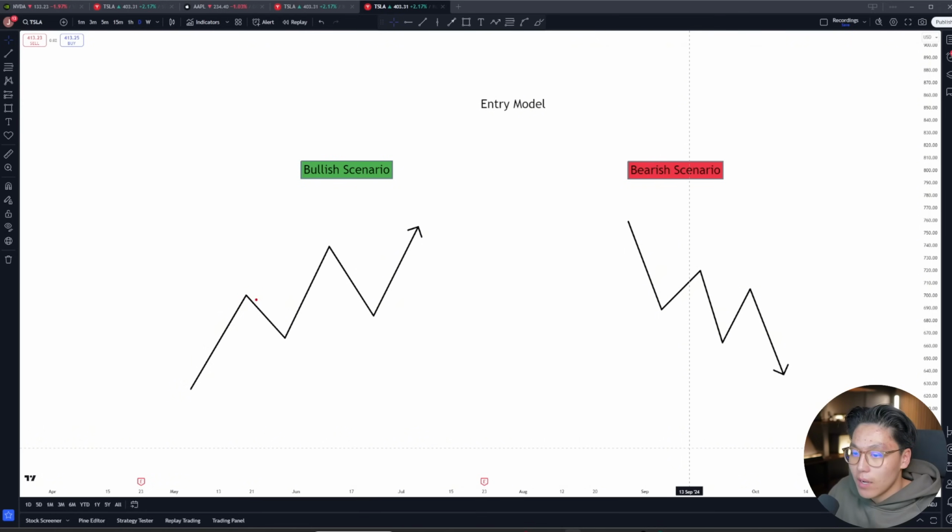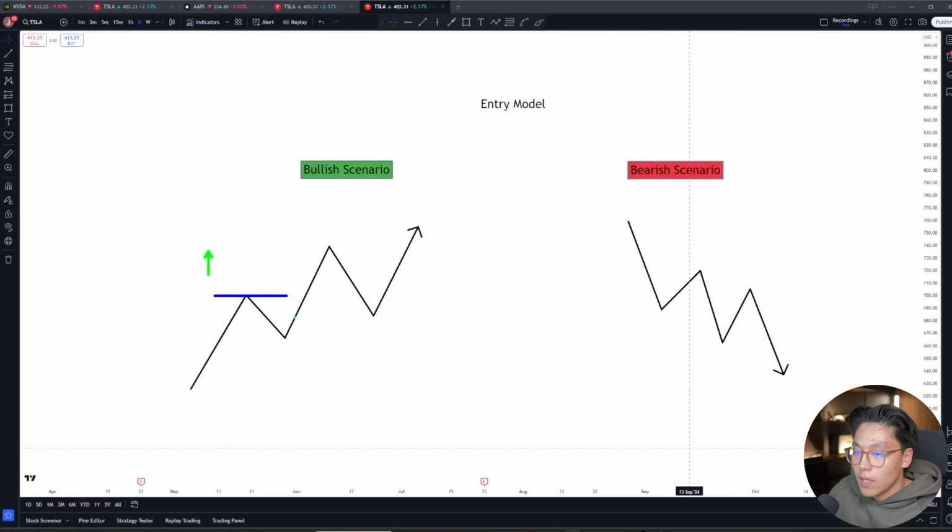On the left hand side, what we have is our bullish case scenario. So as I mentioned, what we're going to be looking for is a clear trend in the markets. You can see we're clearly in an uptrend here. What we're going to be doing is waiting for our break of structure. And you can see price is pushing towards the upside.